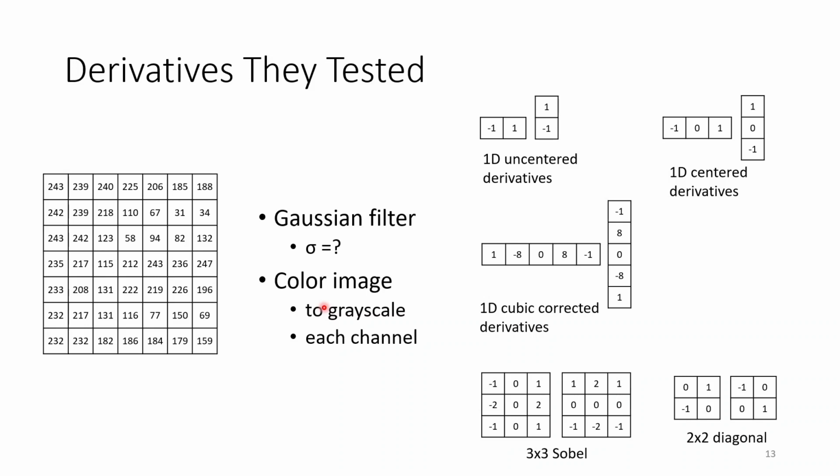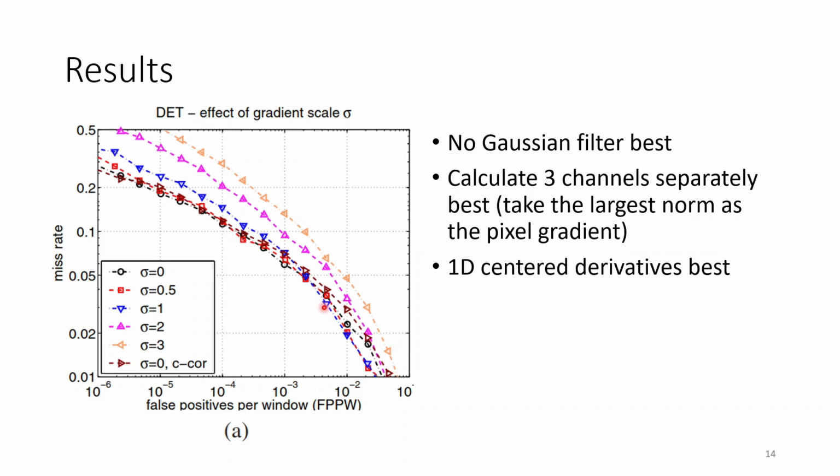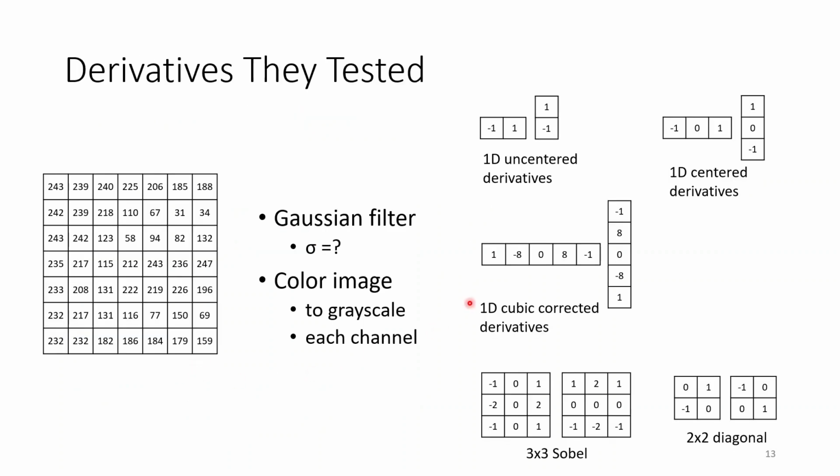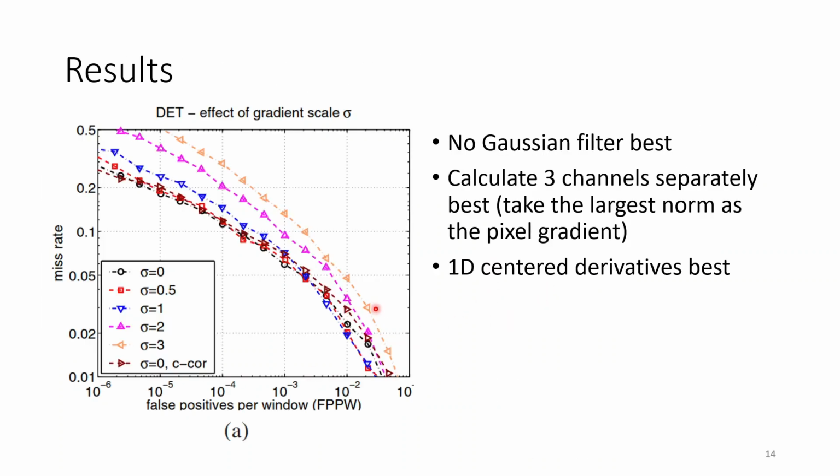So, in their paper, they report the results. Let's see. Sigma as zero means they don't use any Gaussian filter, just apply those derivatives to the images. And they also try different sigma values. And this one doesn't use a Gaussian filter, but uses the C-correlated derivative, it means this one, Gaussian-corrected derivative. So you see several curves. Let's explain the two axes. Let me go to the pipeline first.